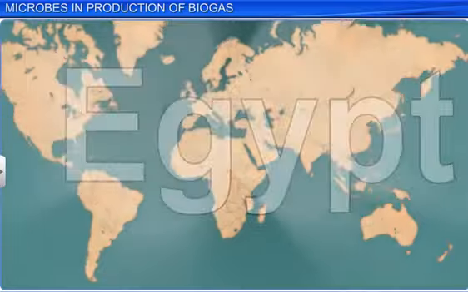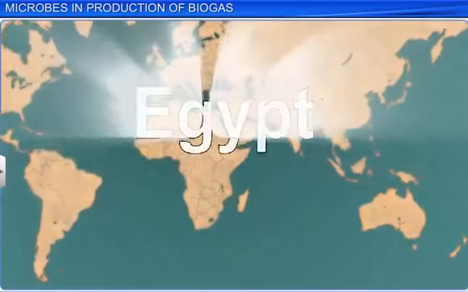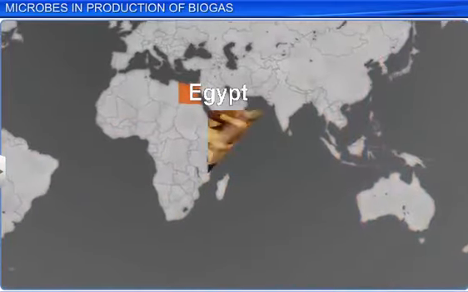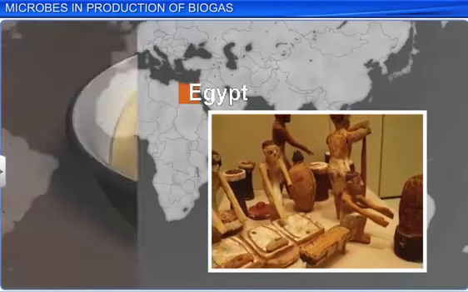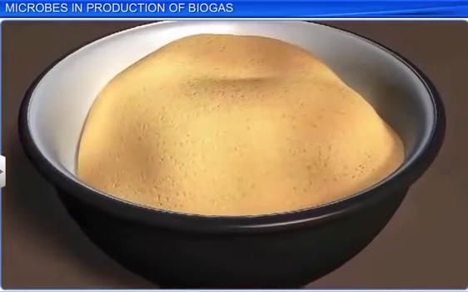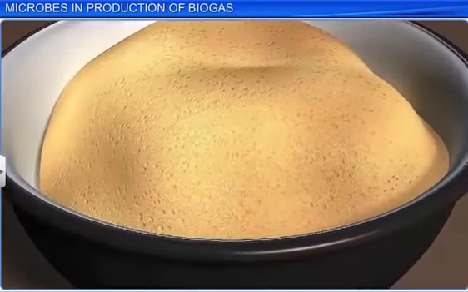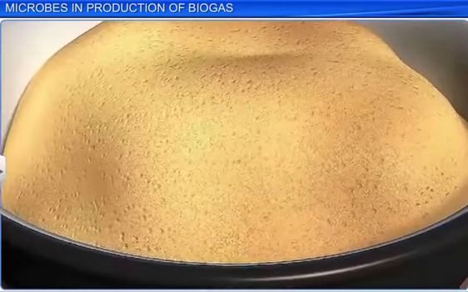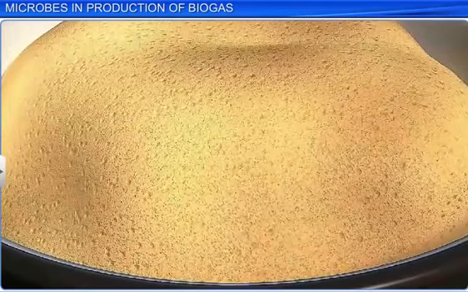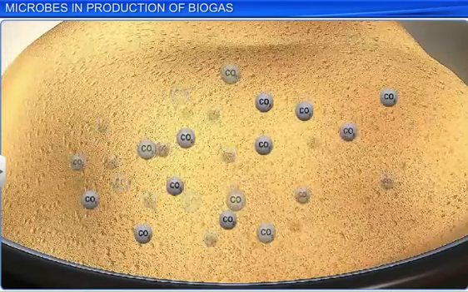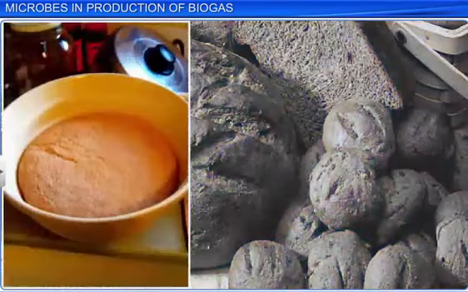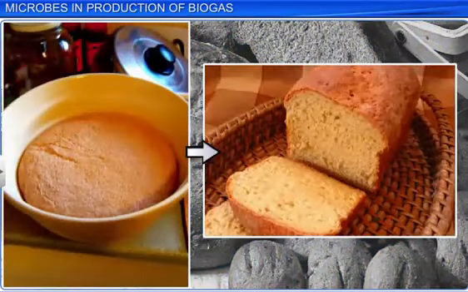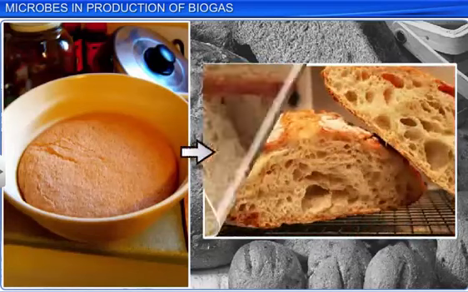For thousands of years, since the time of ancient Egypt, yeast has been used for baking and fermentation. With time, it was observed that dough rose during the bread-making process due to the exhalation of carbon dioxide by yeast. When bread is baked, the carbon dioxide escapes, leaving a porous and light bread.